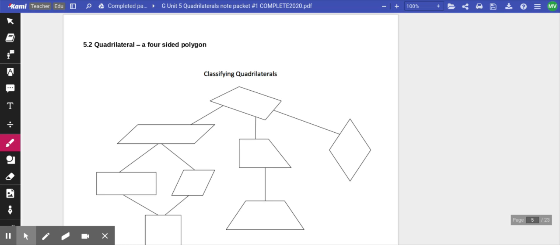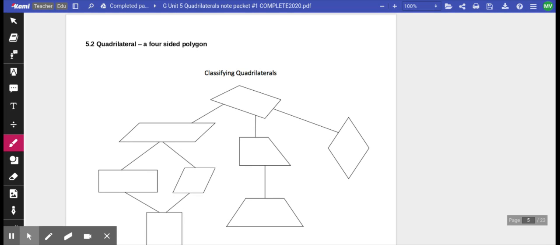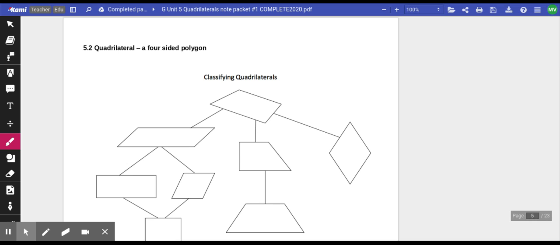Okay, everyone. Today we're going to talk about quadrilaterals and specifically parallelograms. But first, we need to talk about quadrilaterals in general. So we have the quadrilateral family tree. Our basic quadrilateral just has four sides. That's all it means to be a quadrilateral.